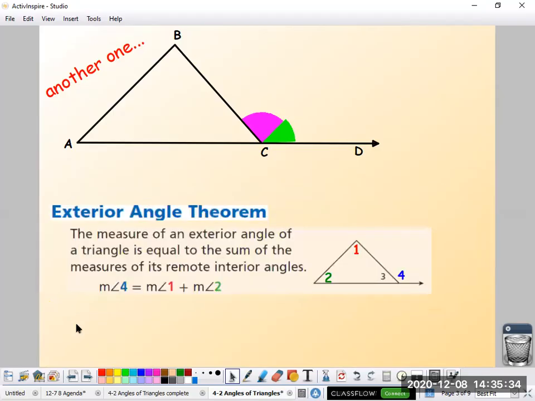That's called the exterior angle theorem. The measure of an exterior angle of a triangle is equal to the sum of the measures of its remote interior angles. The two angles that are furthest away from it, you combine those measures, and you've got the measure of that exterior angle.